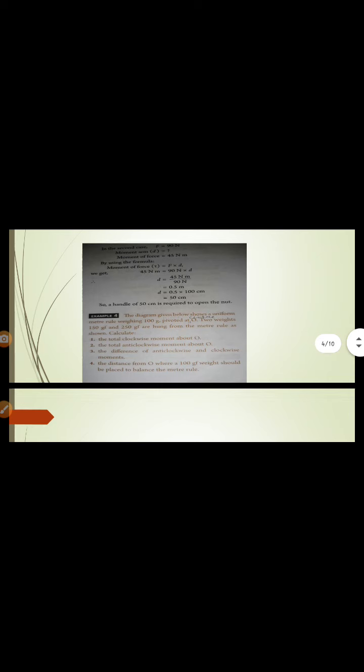Okay, here you see the distance from O on the left is 40 centimeter, with 150 GF, and on the right side 20 centimeter, with 250 GF. So what we have to calculate first is the clockwise moment about O. Clockwise moment about O. So the force which is clockwise, which one will we take? The 250, this right side.